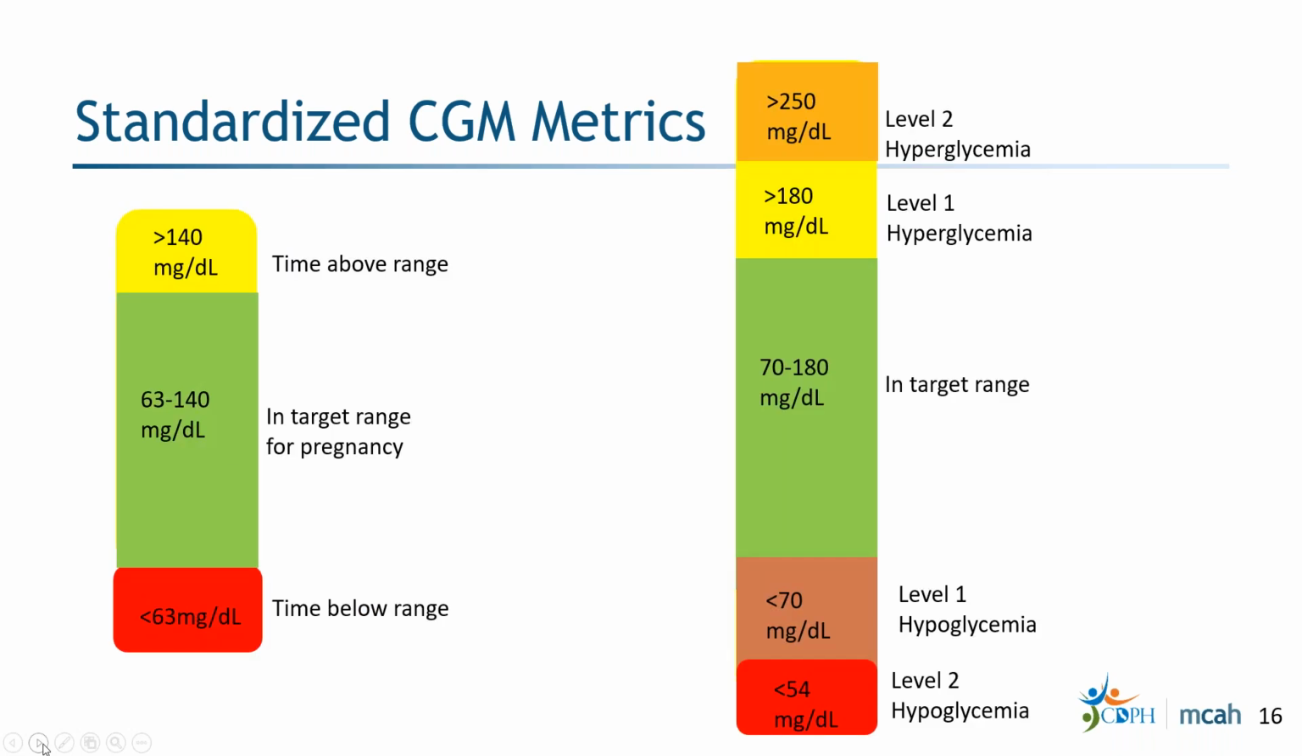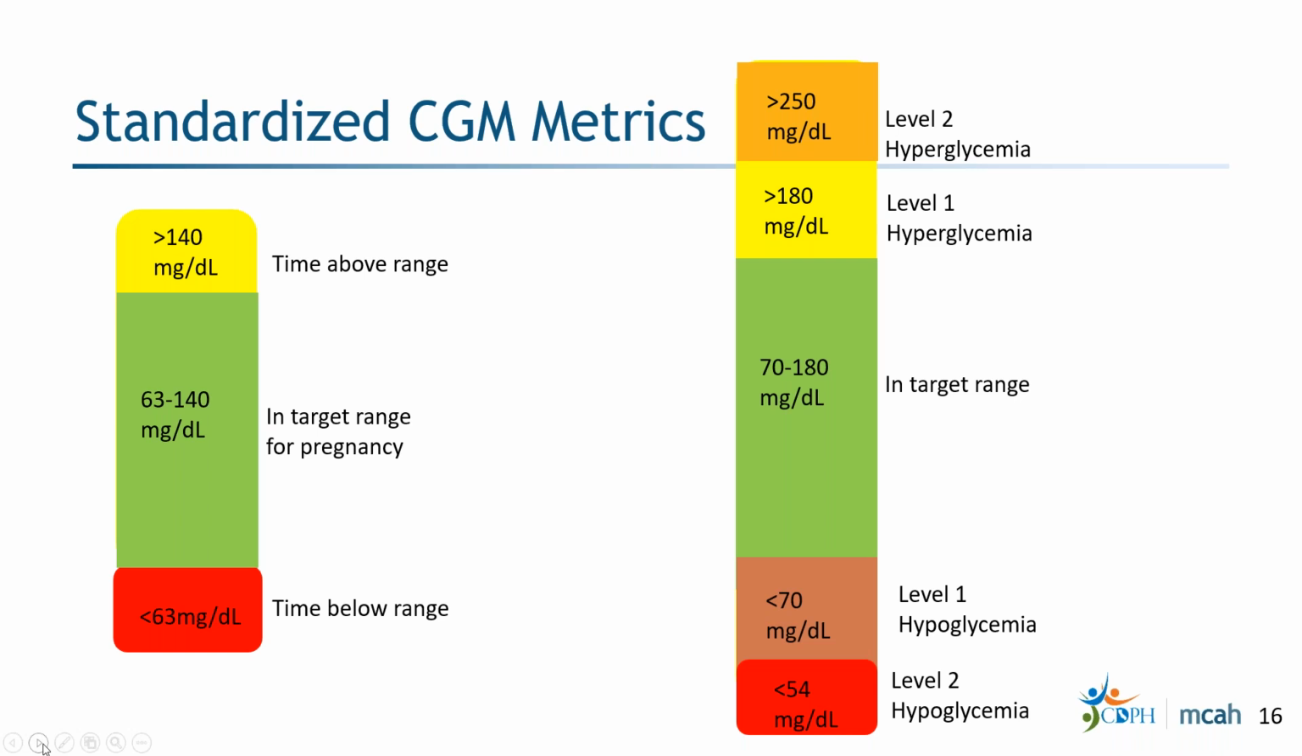So in addition to those key metrics, we have what is particularly the most useful, which is time in target range. And in pregnancy, the target range for CGM, according to the International Consensus on Time in Range, is 63 to 140. And we are trying to maximize that time. And then time below range is under 63, and time above range is over 140.